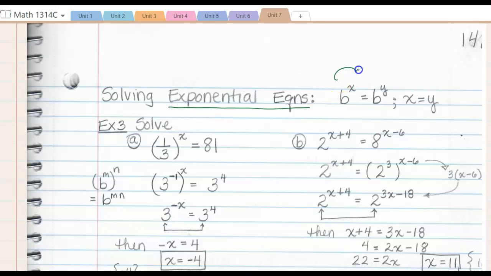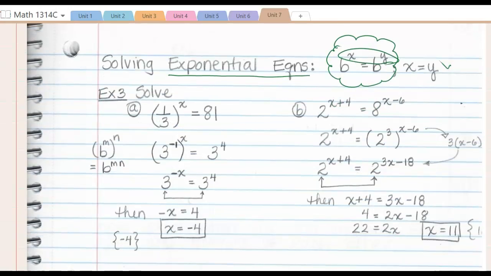Basically what we want to do is make sure we can get the same base, and if we have the same base, then we can say the exponents are equal to each other. So that's what we want to do. So let's take a look at example number 3, part A. If we see that we have 1/3 to the x power, and that's equal to 81, we need to get them to have the same base.